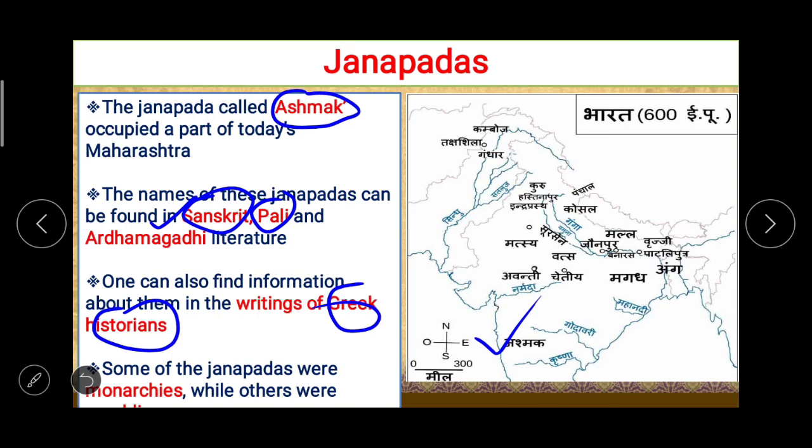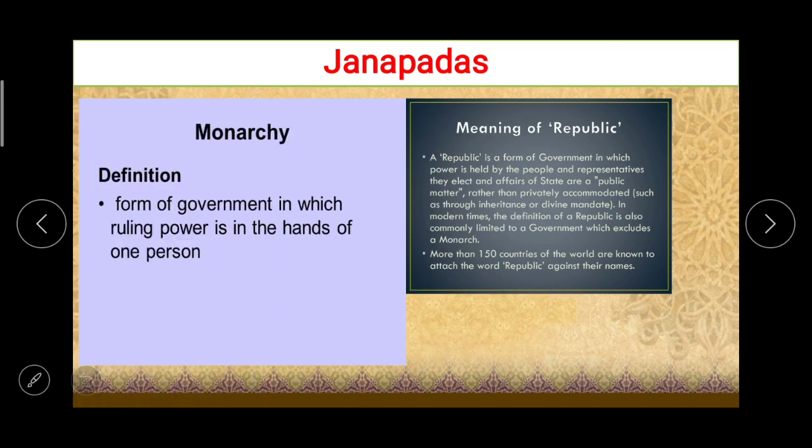Some of the Janapadas were monarchies while others were republics. Now here is the difference between the monarchies and the republics. A monarchy is the form of government in which ruling power is in the hands of one person, and that one person may be a king. There was only one king and all the power was in his hand, that is called monarchy. And a republic is a form of government in which power is held by the people and representatives they elect, and affairs of state are a public matter rather than privately accommodated. And in modern times, the definition of a republic is also commonly limited to a government which excludes a monarch. So this is the basic difference between the monarchy and the republic.